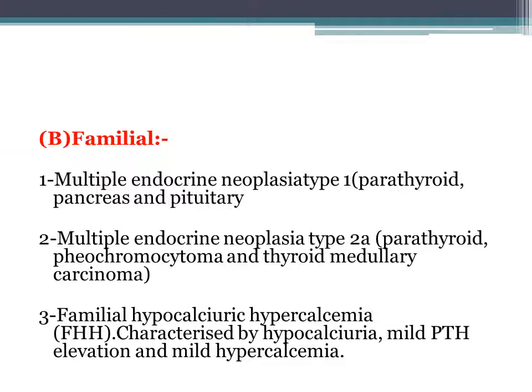Also, there is familial hypocalciuric hypercalcemia, which means what? It means that there is decreased renal excretion of calcium, so there is increased calcium level in blood. So it's characterized by hypocalciuria, mild increase in PTH, and mild hypercalcemia.